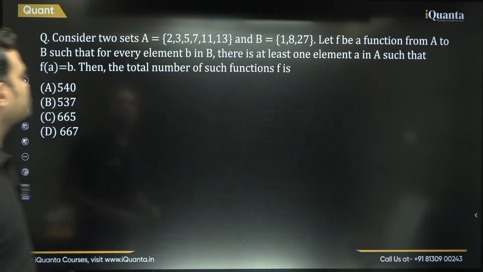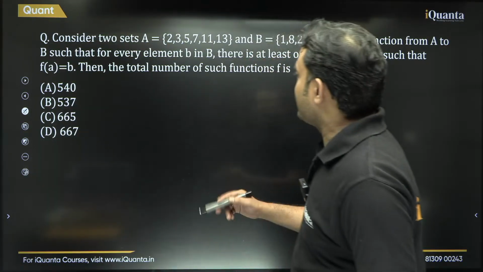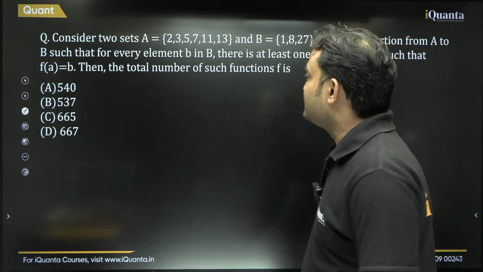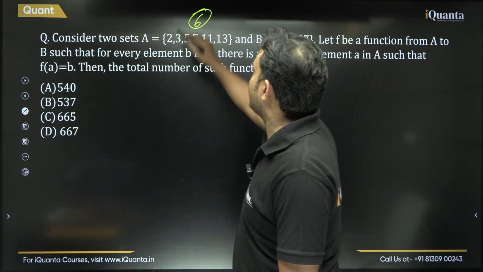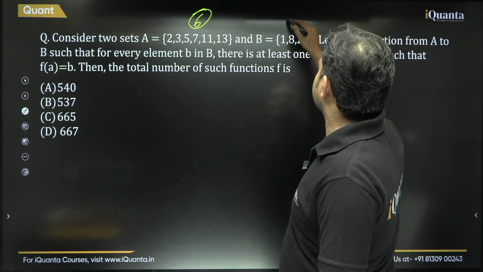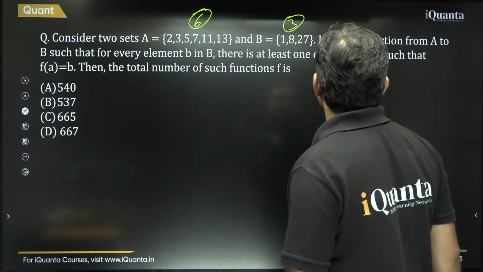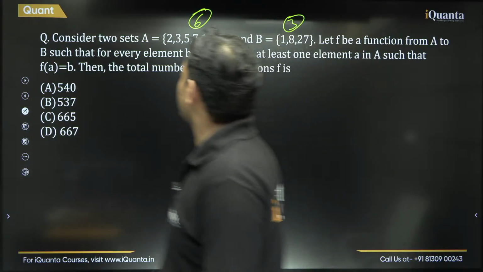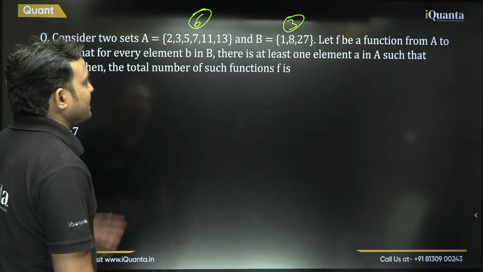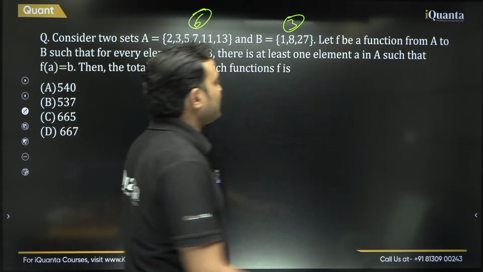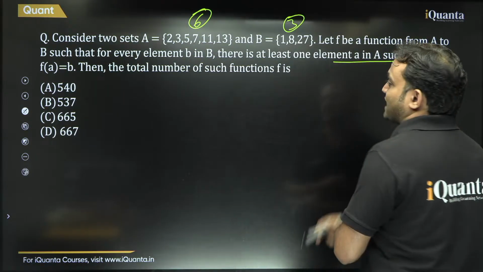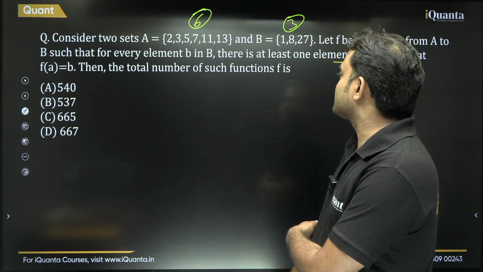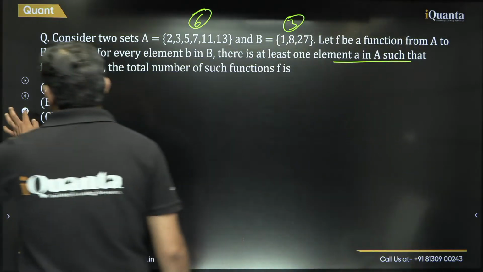Consider two sets A and B, where A has elements 2, 3, 5, 7, 11 and 13. There are 6 elements in A, and B is equal to 1, 8, 27, 3 elements in B. Let f be a function from A to B such that for every element b in B, there is at least one element a in A such that f(a) is equal to b. Then the total number of such functions f is. So देखो क्या कह रहा है यहाँ पे.